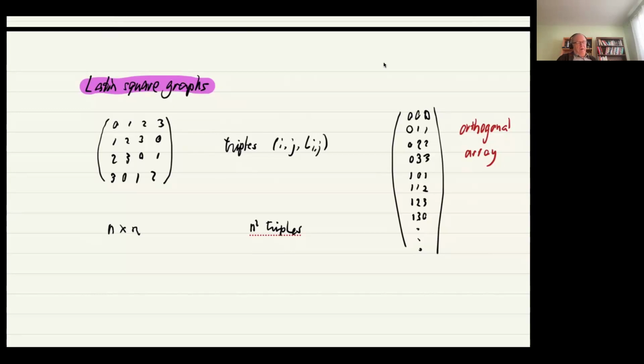And there are a number of equivalence relations on Latin squares. For our purposes, 2 Latin squares are the same if the graph is the same. What's the graph? The graph has 2 descriptions. One is that the vertices are the cells. So there are n squared cells, 16 cells, and 2 cells are deemed to be adjacent if they're in the same row, or they're in the same column, or they contain the same color.